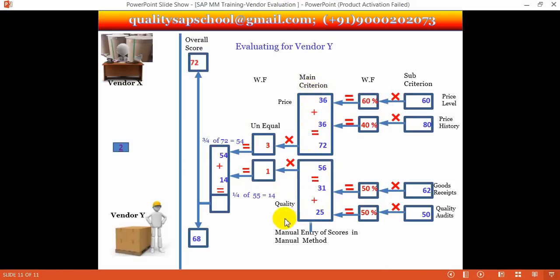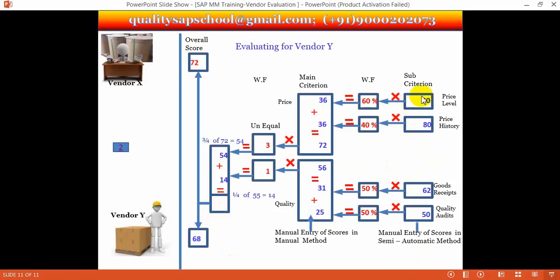and instead of entering scores manually at this stage, we can also enter at the other stage, from sub criteria. If we enter at this sub criteria, the remaining part from the sub criteria to the main criteria is going to be calculated with this weightage factor, and the main criteria are also calculated with this another weightage factor, and the overall score comes from there and it will be awarded to the vendor.